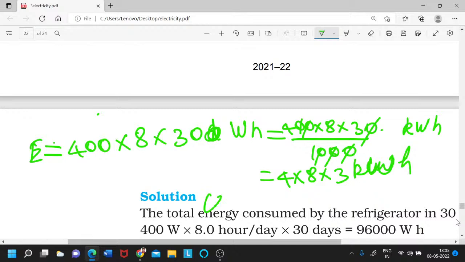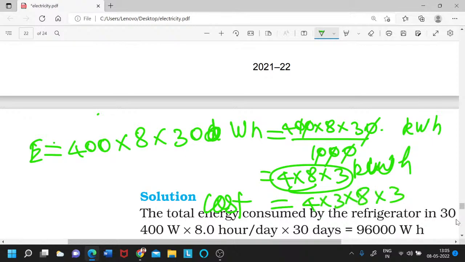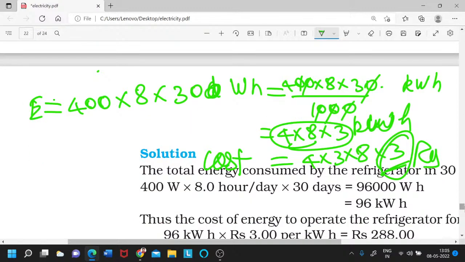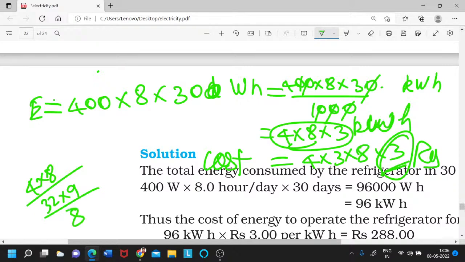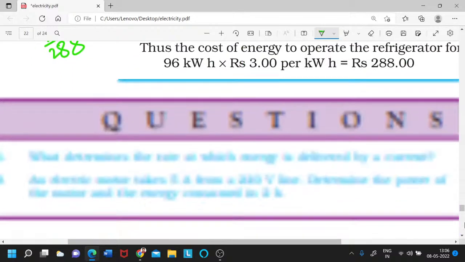The cost of the bill. Per kWh, this many kWh will be there. So 4 into 3 into 8, again 3 rupees. Why, sir, again 3? Because 3 rupees. Now we are calculating the cost. Now this multiplication will give the answer. So what is 3 into 3? 9. 4 into 8, 32 into 9. 288 rupees.